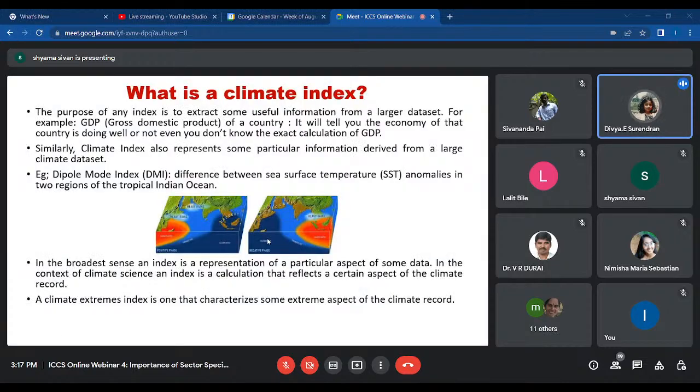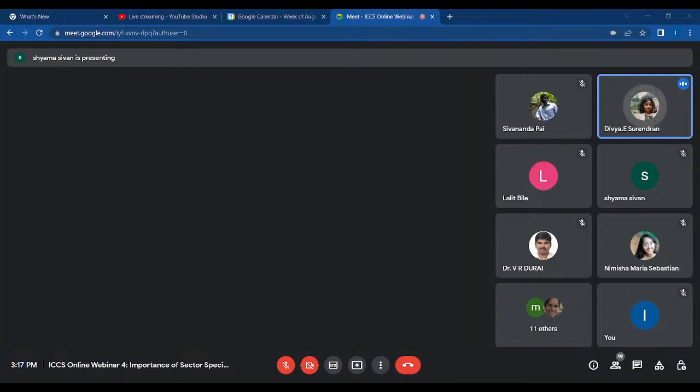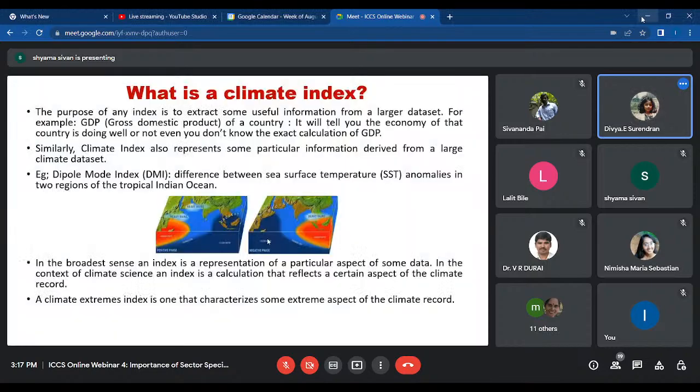Okay, a sense of or a representation of some aspect of data. So let's come to the climate extreme indices. It will characterize some extreme aspect of the climate record.